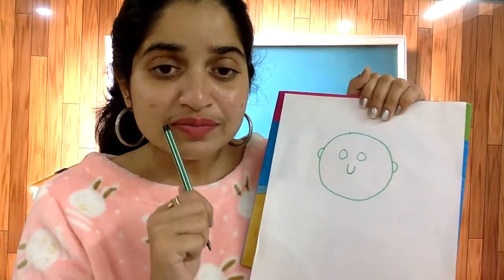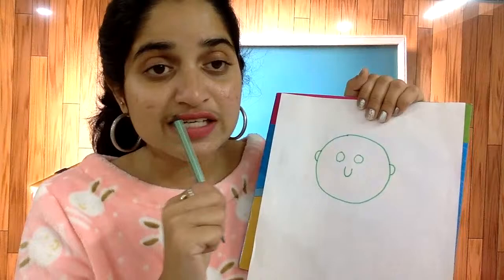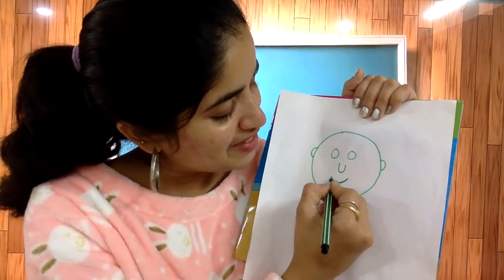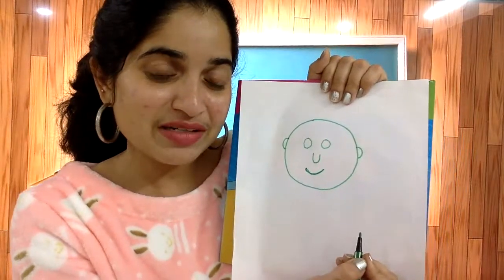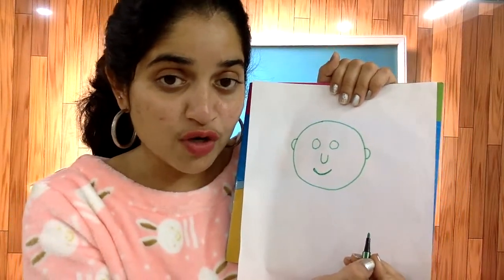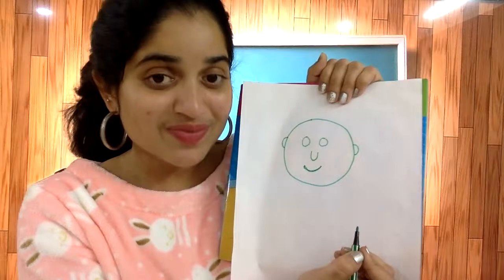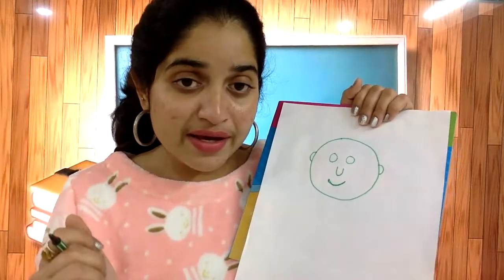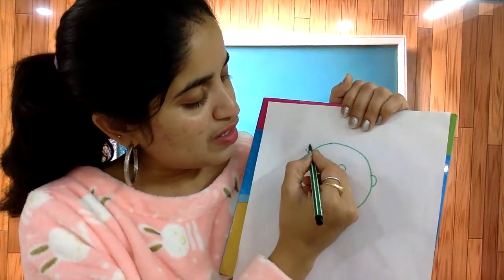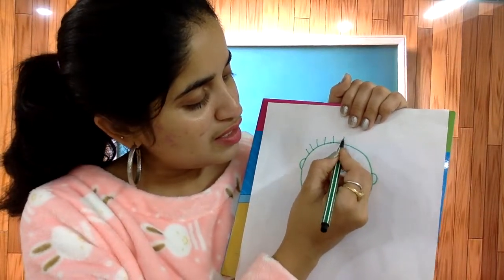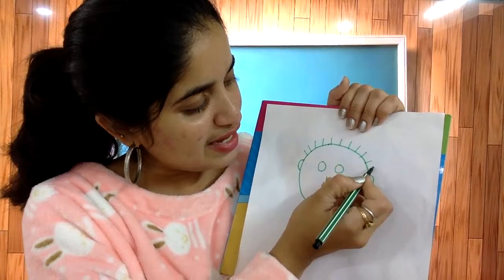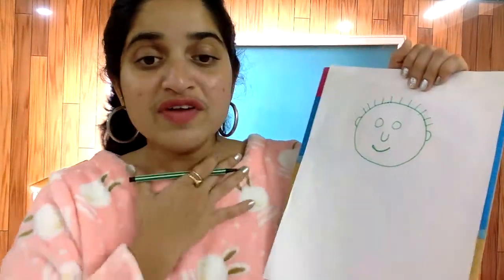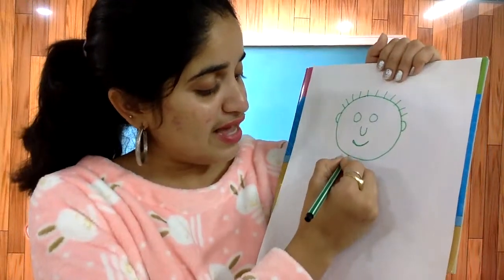And now, what are these called, children? These are called lips. So, you will just have to put a smiley face just like this. Alright? I hope you are all following my instructions while drawing, okay? Good. Now, next, what is this? This is called hair. So, we are going to draw hair just like this. Okay? Next, we have to draw our hands and legs.